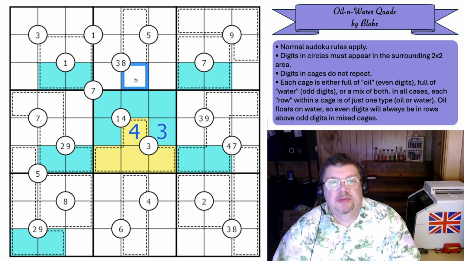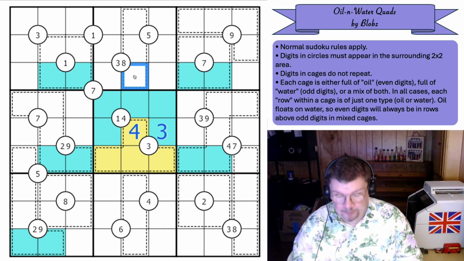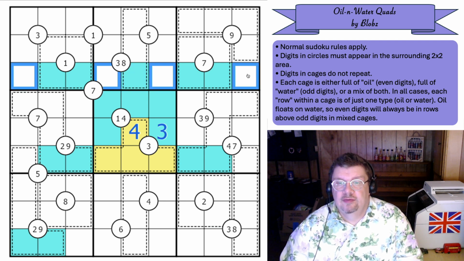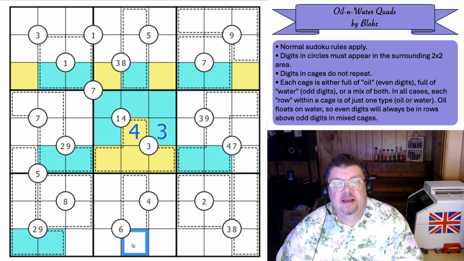If this cell here were oil, I'm not allowed to have any water above it. So if this were oil, all three of those would be oil, and then I would have 5 even digits in the column. So that one must be water. That gives me 5 waters in the row, so the rest must be oil. Again, here, if this were oil, all of those would be oil, and I'd have too much oil in the column. So that one must be water.